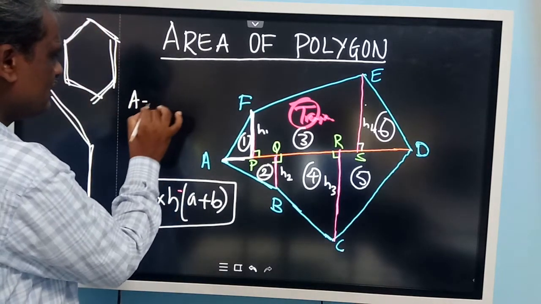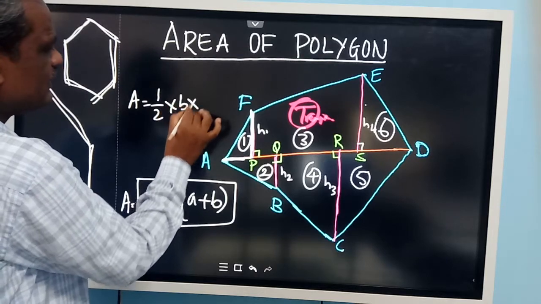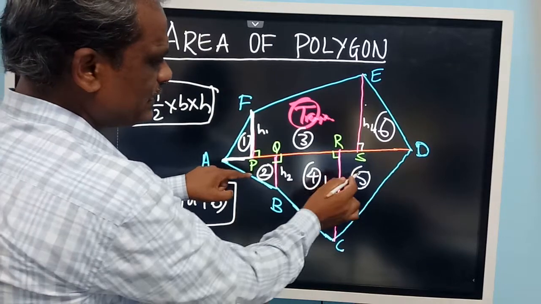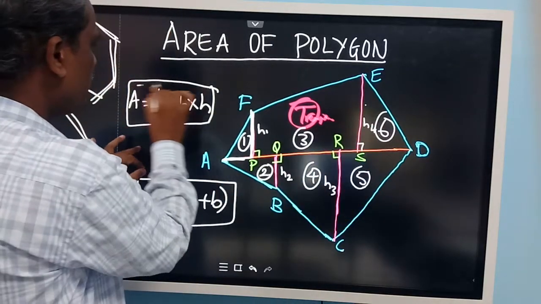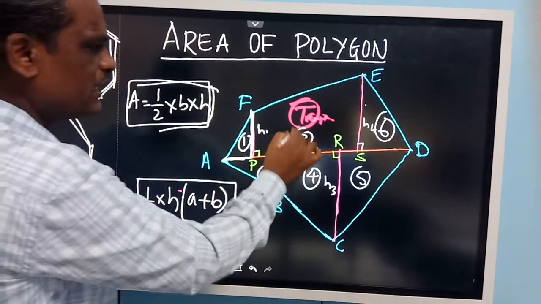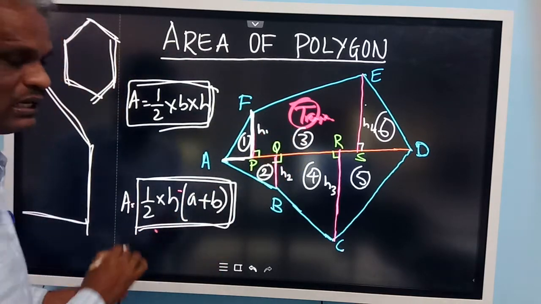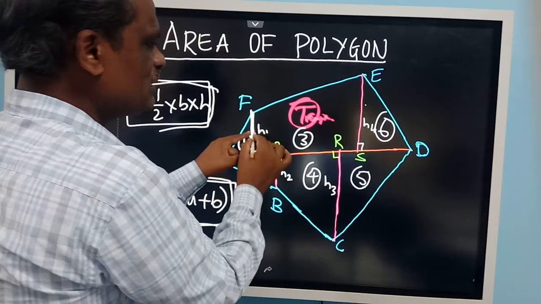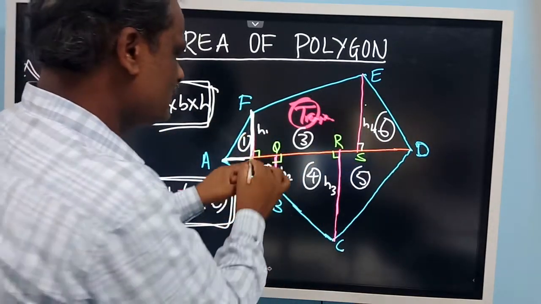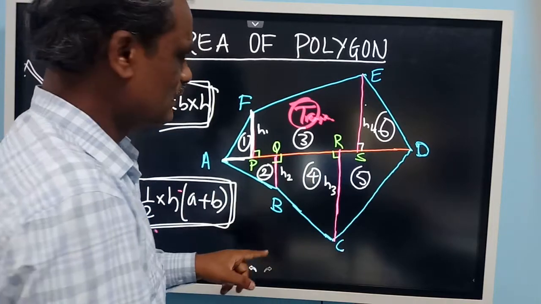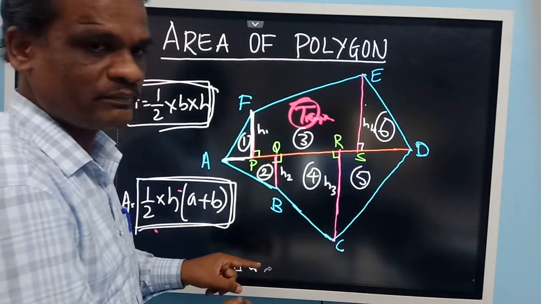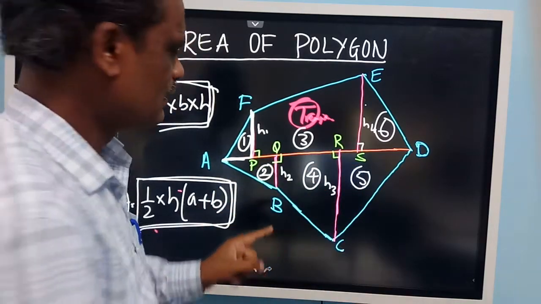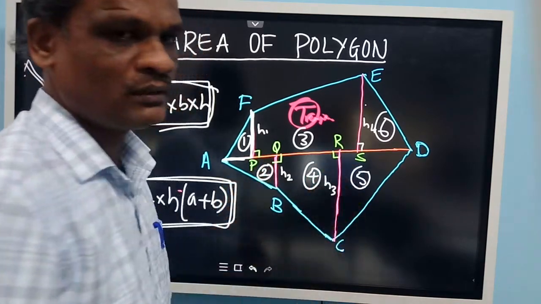Area of triangle, half into base into height. So this is the formula of triangle. For this one, 4 triangles are there. Apply this formula. And there are 2 trapeziums. Apply this formula, half into H into A plus B. Suppose these two are parallel, this must be A, this one will be B, and this distance will become H. And in this trapezium, these two are parallel, this distance will become the height, and this will become A and this will become B.